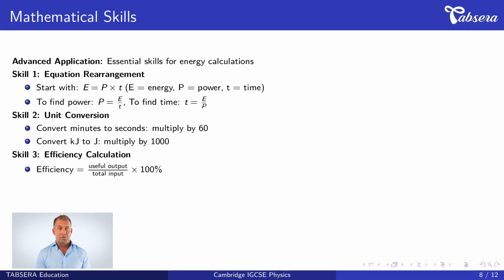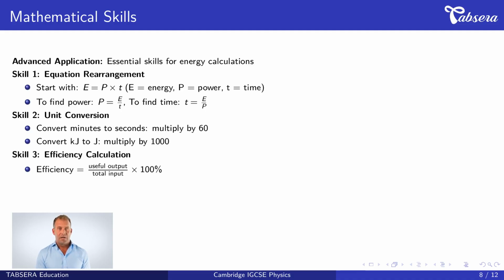Starting with E equals P times T, where E is energy in joules, P is power in watts, and T is time in seconds. To find power, we divide both sides by T, giving P equals E divided by T. To find time, we divide both sides by P, giving T equals E divided by P.